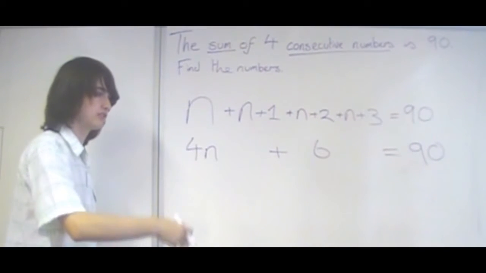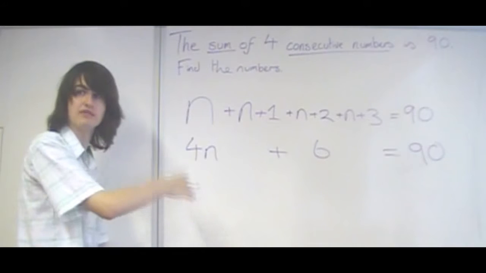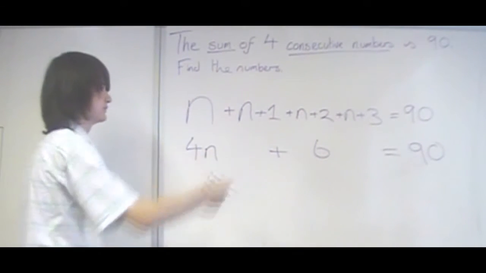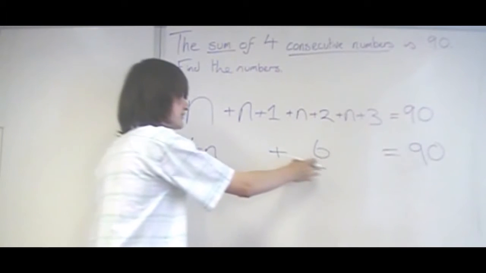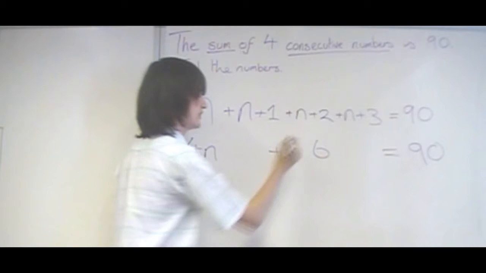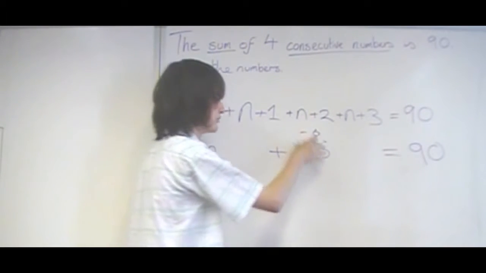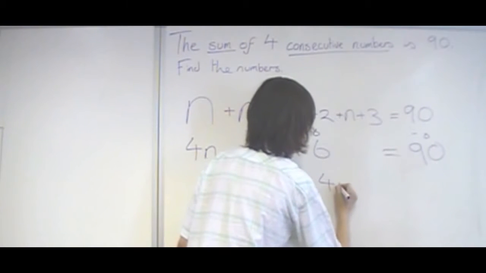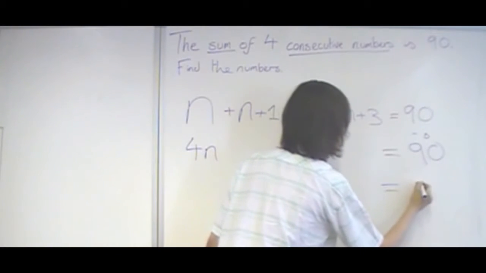And so we have to get n by itself. We have to make it the subject of the equation. And to do that, we'll have to take the 6 from this side to the other side, and we can do that by taking 6 off from both this side and this side, and that leaves us with 4n equals 84.